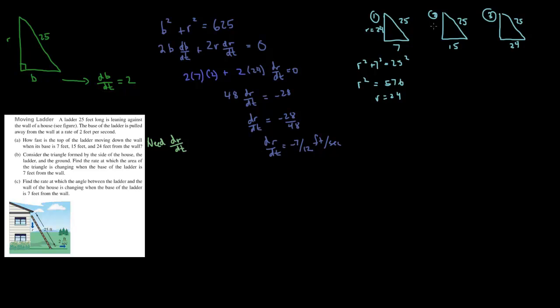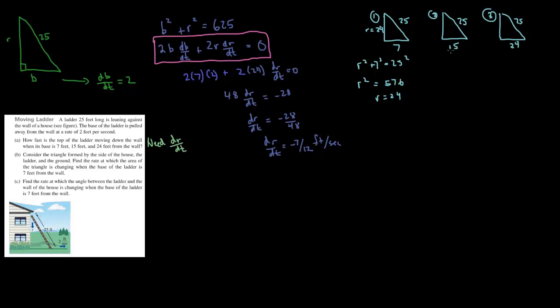Now I won't do each one of these cases. Maybe I'll just do one more. So for part A, we still have 2 more questions to answer. Another question is, what is dr/dt when the ladder's base is 15 feet away from the wall? Working off the exact same equation, we're always going back here for part A, except with a different value for r and a different value for b.